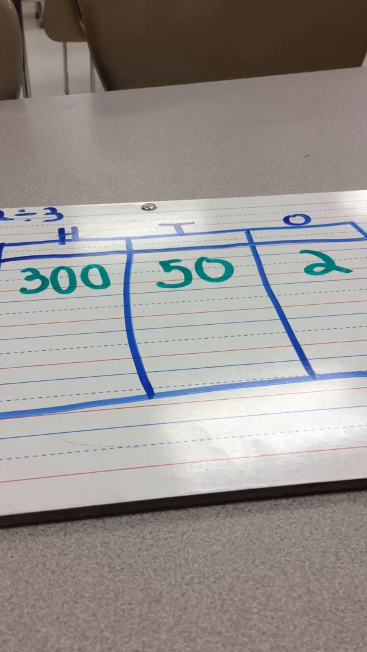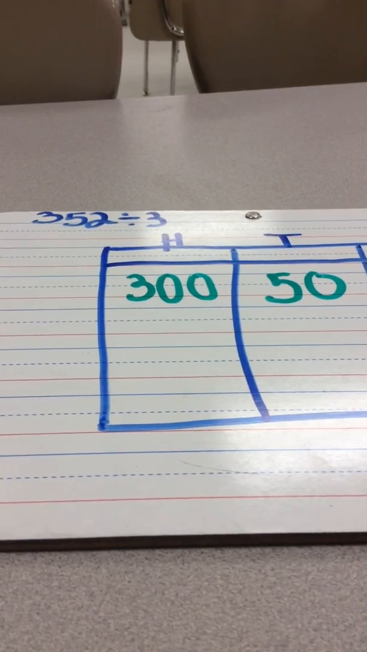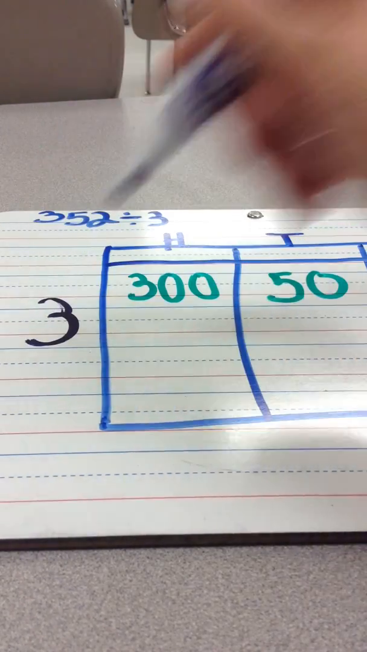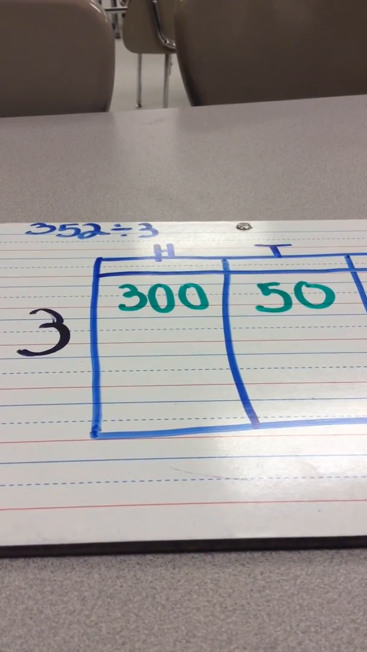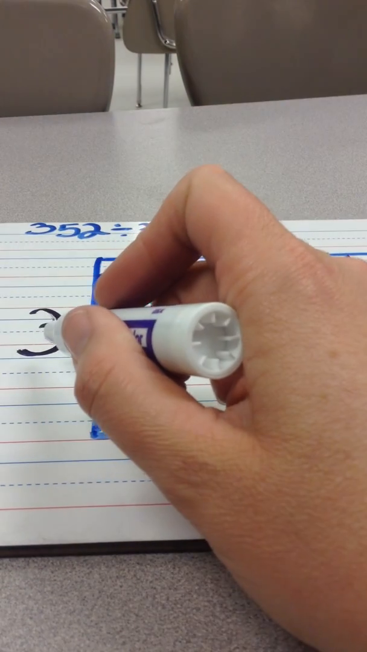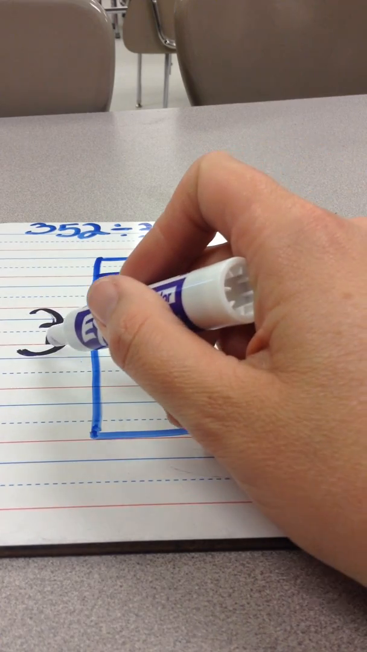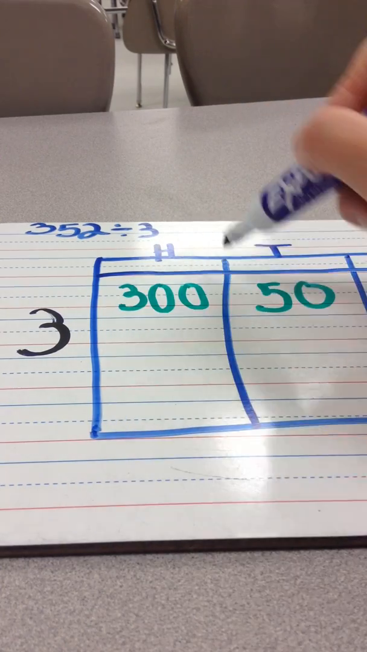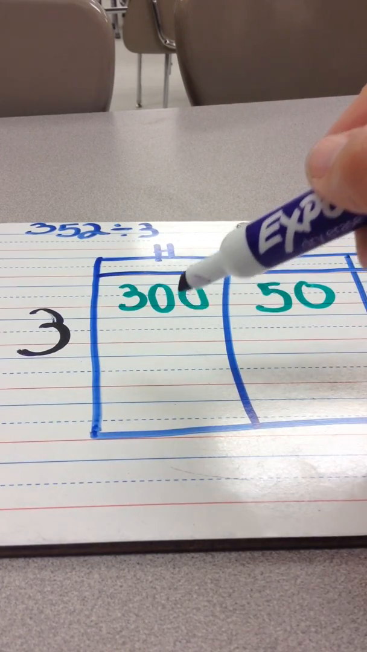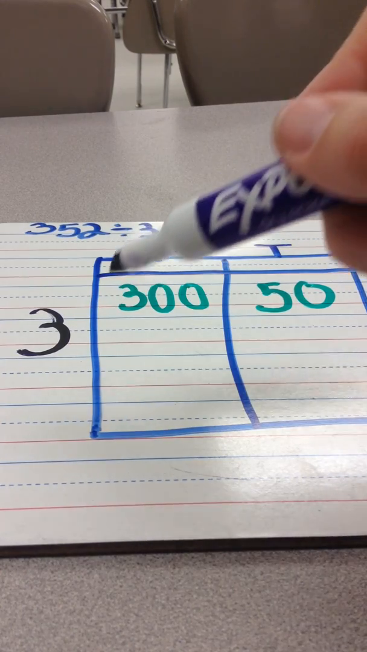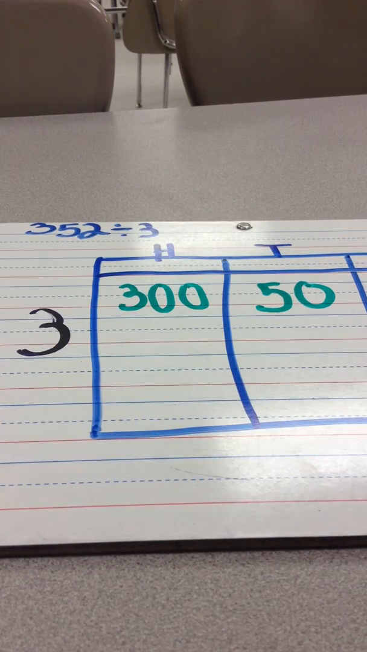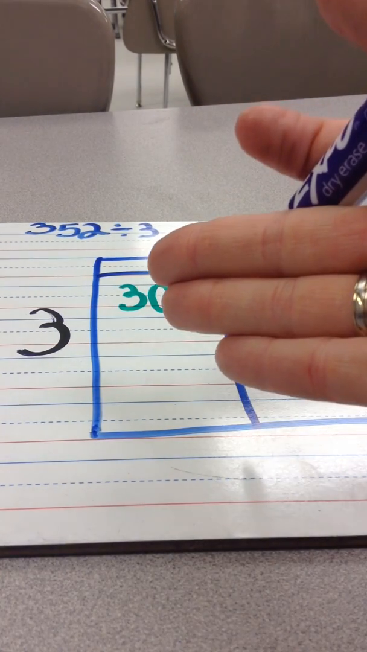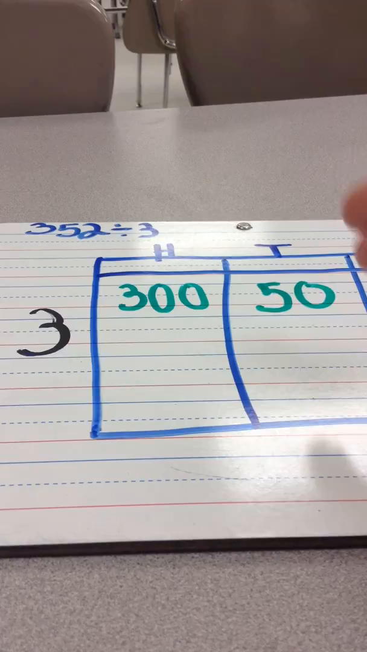Now our divisor goes on the outside, which is 3. I then am going to divide. First thing we always do is divide. So 3 will go into 300 how many times? When I'm in this column, I have to use hundreds. Example, 3 times 100, 3 times 200, 3 times 300. It's always going to be with hundreds in this column. And the next column will always be tens, 10, 20, 30, 40. And then the last one will always be ones.